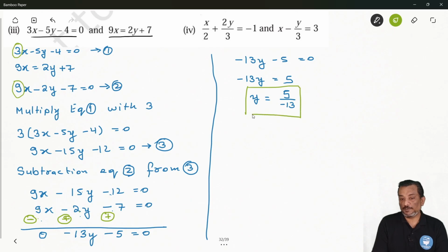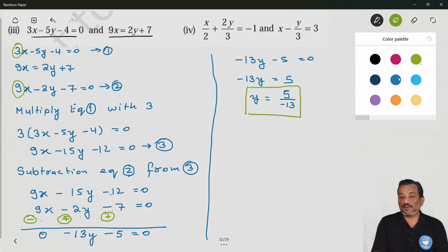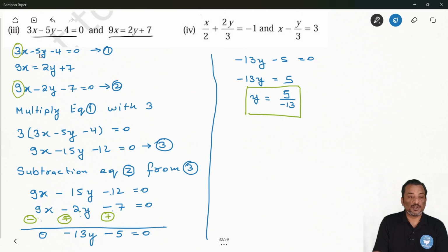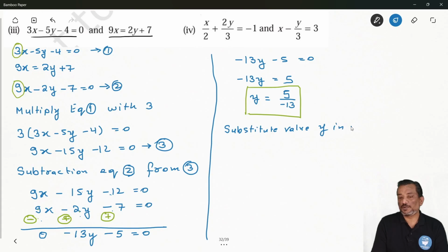So your y value has come out. Okay, now we will substitute the y value in any equation. Let's take equation 2, or you can take any equation. So let's substitute the value of y in equation 1. Okay, in an easy way we substitute; the value of y is minus 5 over 13.